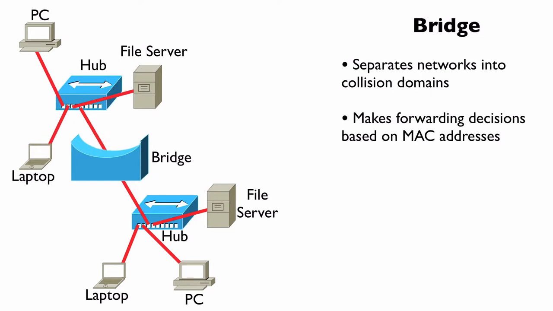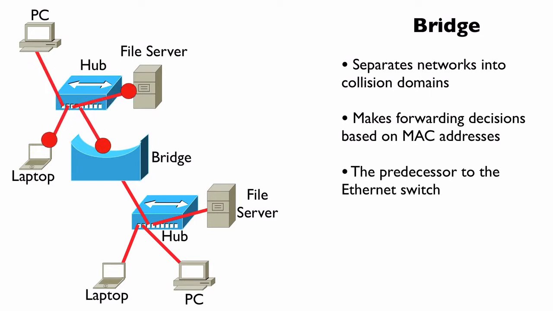And a bridge is really the predecessor of the modern day Ethernet switch. Because, like a bridge, an Ethernet switch is going to separate our network into different collision domains. Each port on an Ethernet switch is in its own collision domain, just like a bridge. An Ethernet switch is going to make forwarding decisions based on MAC address information, like a bridge.